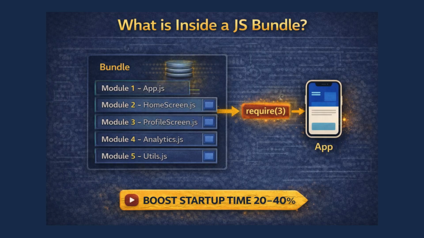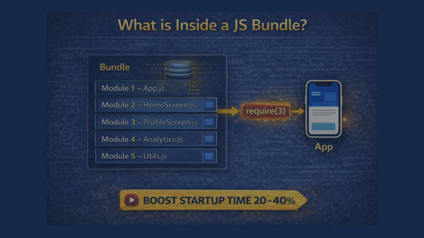When React Native builds your app, Metro Bundler combines all your JS files into one bundle. But internally, this bundle is actually a registry of modules. Each file becomes a module with an ID. When a module is imported, React Native calls a function called require that loads and executes the module. This system is similar to Node.js module loading.